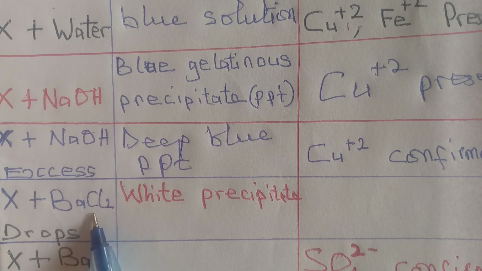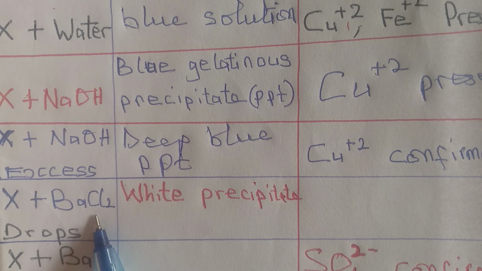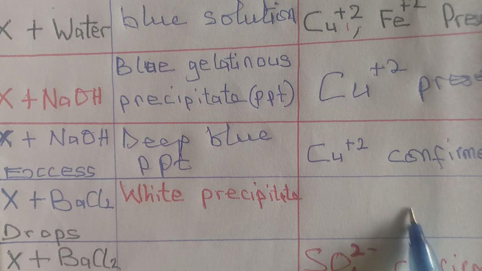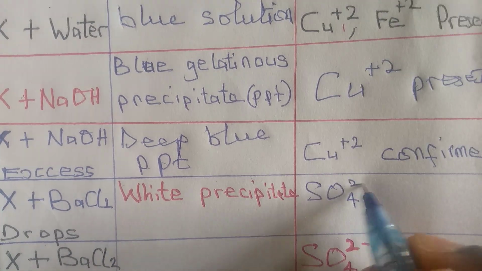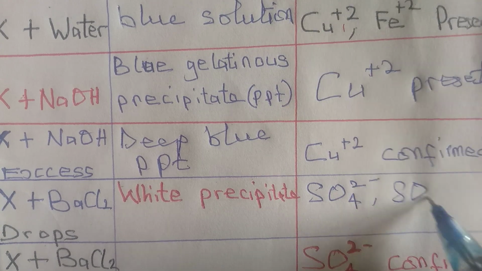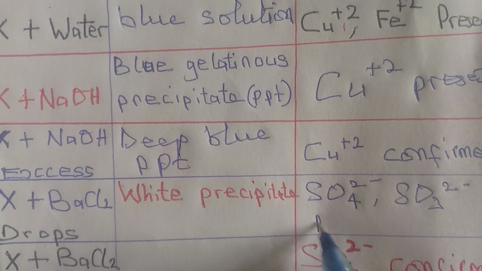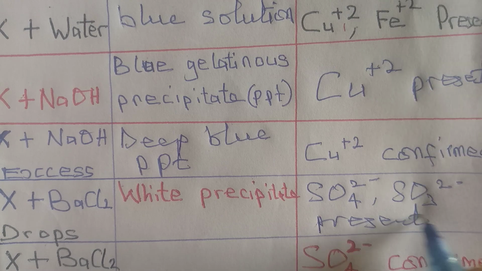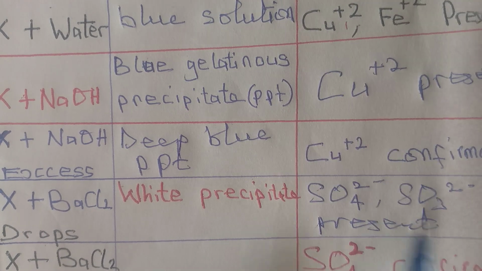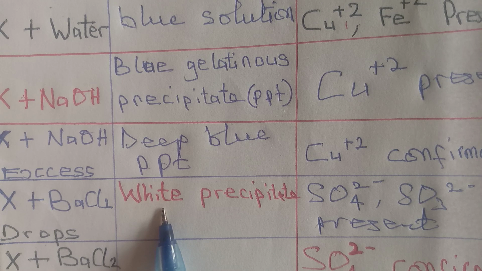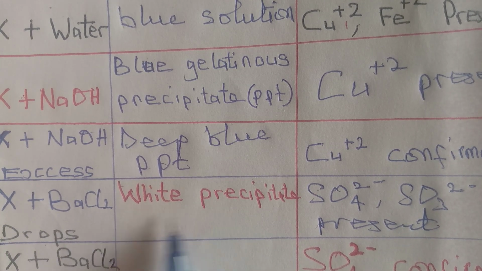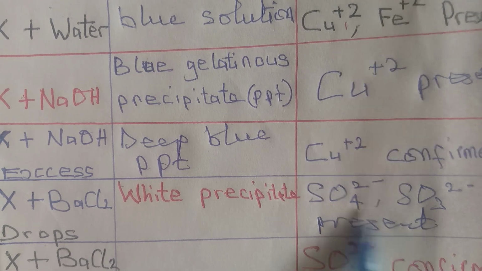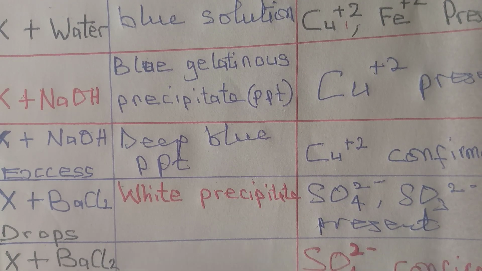Obviously, barium chloride is used to test for the presence or absence of sulfate and sulfite. So under your observation here, it will not be wrong if you write SO4 2 minus and SO3 2 minus present. These are the only two ions that can give white precipitate with barium chloride. So long as this white precipitate was formed, it means one of these two ions is present.